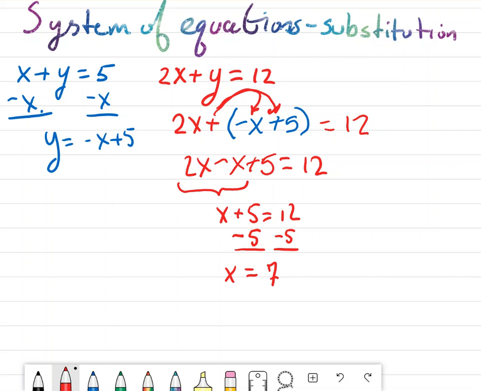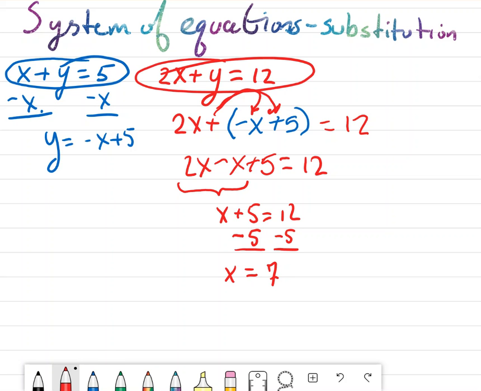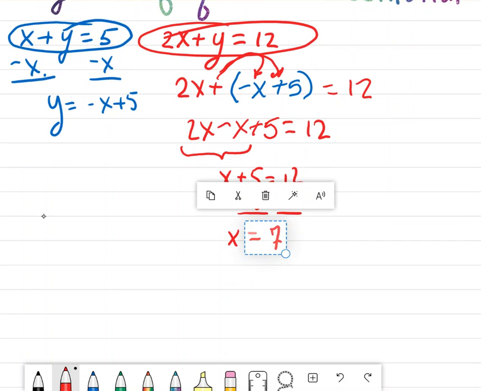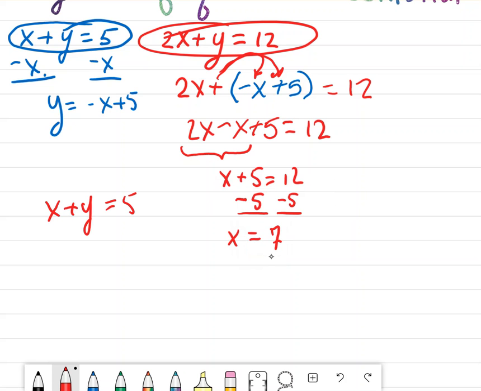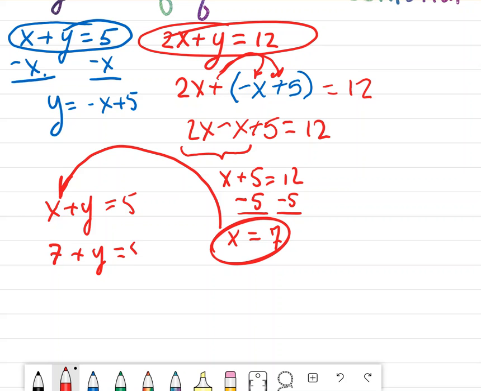So we're going to take this x equals 7, and we're going to pick the easier of the two equations to plug it back into. You'll notice that this equation is easier than this equation. So we're going to use this equation in blue. We'll bring the equation back down without changing anything. x plus y equals 5. And we're going to take this x, which is 7, and we're going to plug it right into here. So we have 7 plus y equals 5.